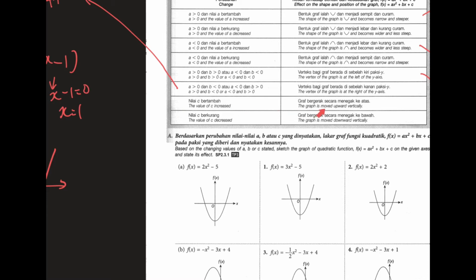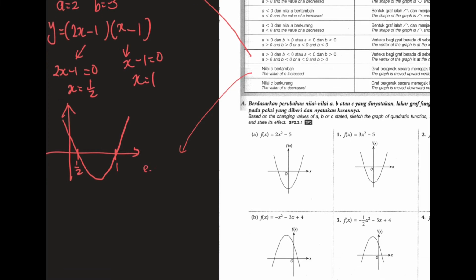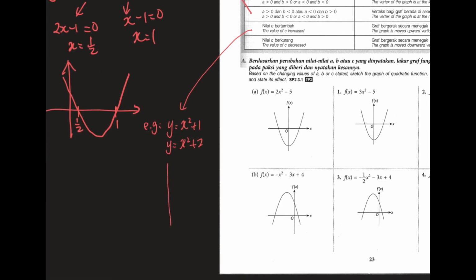The graph is moved upward vertically. Okay, so let's see an example. y equal to x squared plus 1 to y equal to x squared plus 2. Okay, I create one simple example.